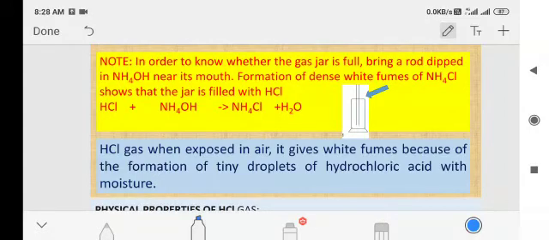Once again, we will take a glass rod and we will dip it in ammonium hydroxide, and when you bring it near the mouth of the glass jar, if the jar is filled with HCl, definitely it will come in contact, and as a result NH4Cl will be produced. NH4Cl will give you dense white fumes. This shows that the jar is filled with HCl.